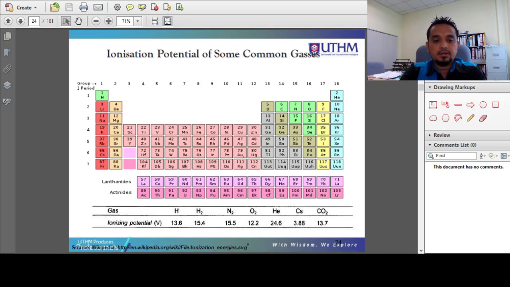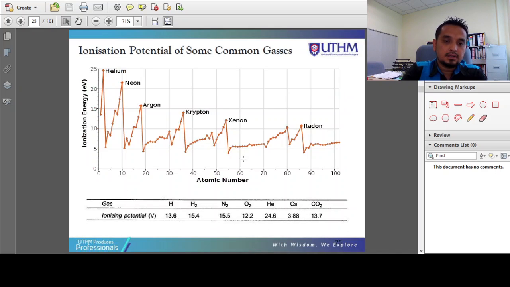Okay, this is the periodic table. It's just a recap. If we can see the ionization potential of some common gas, we can see the ionization energy for helium is higher than neon, argon, and so on, because these are noble gases. They are relatively higher than those in the elements 14 and above.